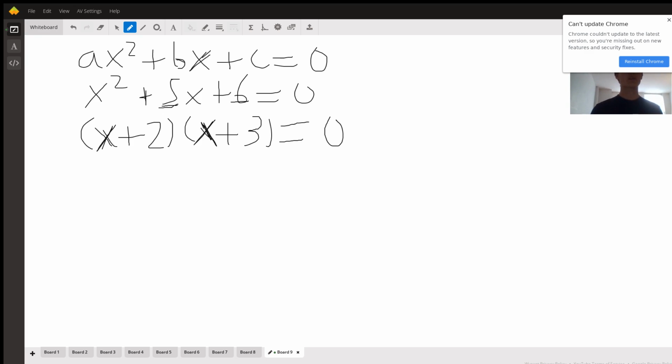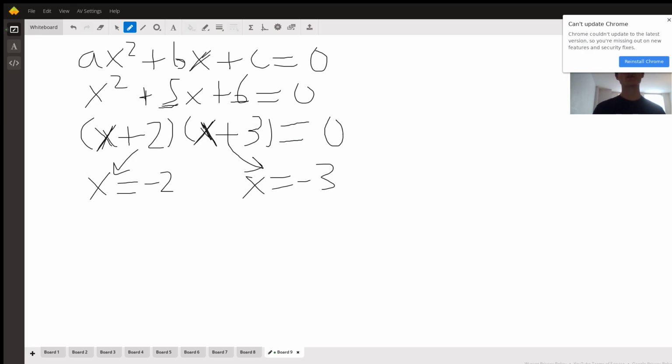So using that, we say, okay, what are the solutions to this? Well, we could have x plus 2 equals 0, which is the case when x equals -2, or x plus 3 equals 0, which is the case when x equals -3. This is a really nice method to solve quadratics, but it doesn't always work. Sometimes we'll try to factor and we'll get stuck.